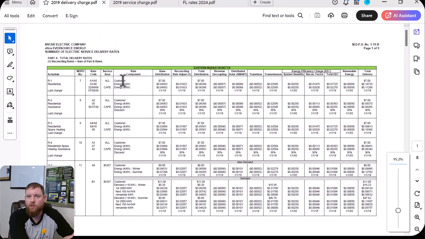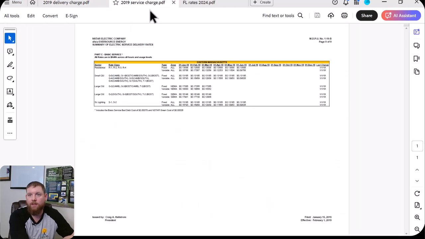Let's see, for residential, the delivery, again, the base customer charge was $7 in 2019. And this is the delivery rate. So the total delivery rate for residential was this number right here, roughly 10.7 cents per kilowatt hour for just the delivery rate in 2019.